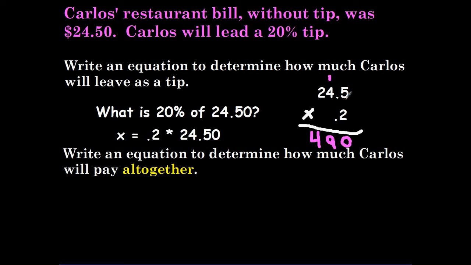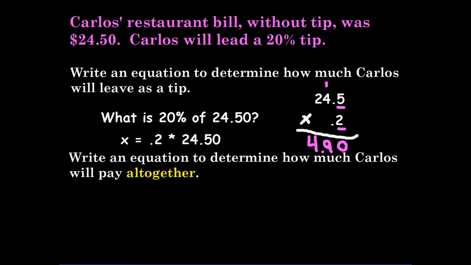All right, now I need my decimal placement. I've got 1 number to the right of a decimal, 2 numbers to the right of a decimal. So I go 1, 2, and here we go. My answer for what is 20% of $24.50, and it's money, so I want to leave that in. It is $4.90. Now, that is the first part. I have my equation for it.